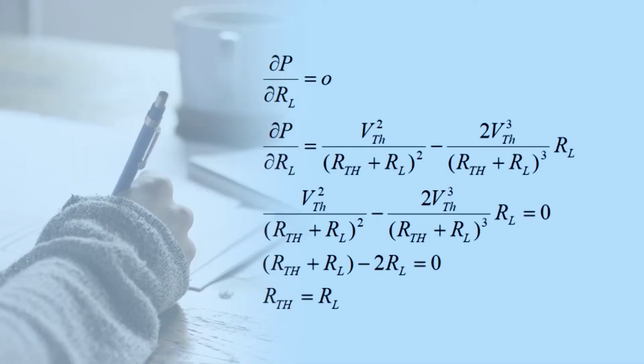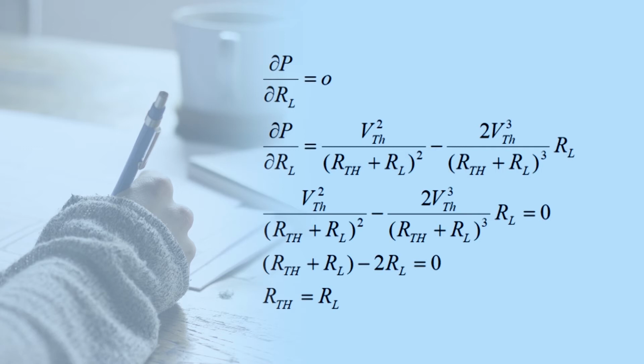So here you can see P equal to V_TH squared upon (R_TH plus R_L) whole squared into R_L. Now differentiate this power with respect to the load resistance R_L. So it can be written as del P over del R_L is equal to 0. So you have to differentiate this by parts.